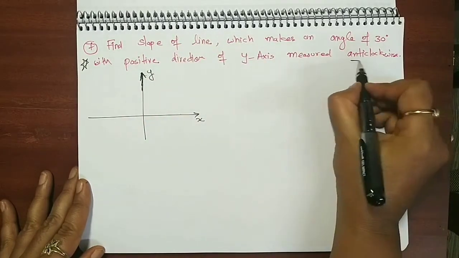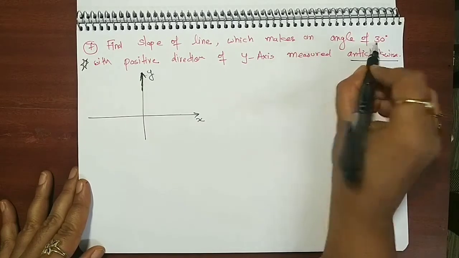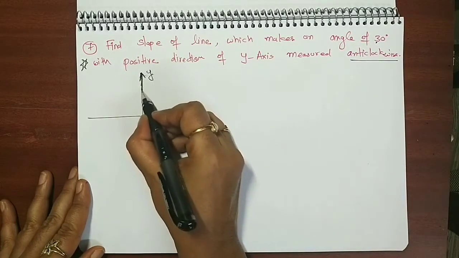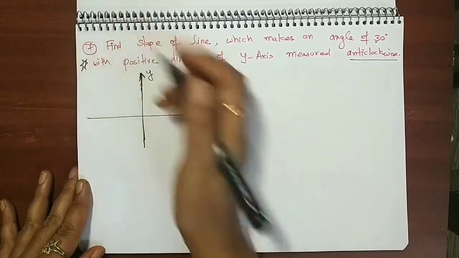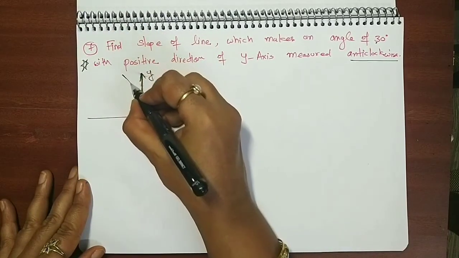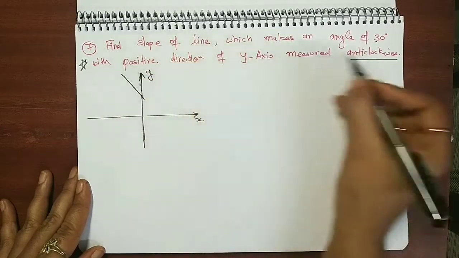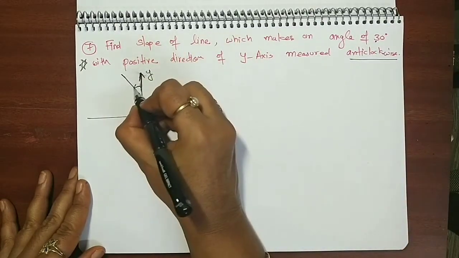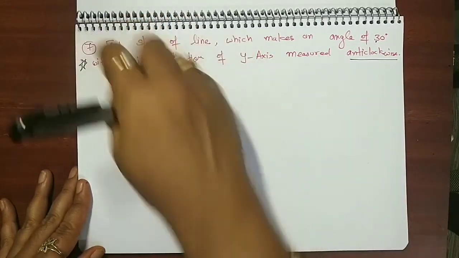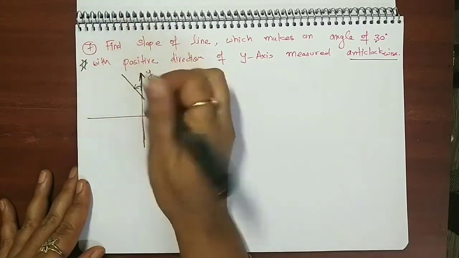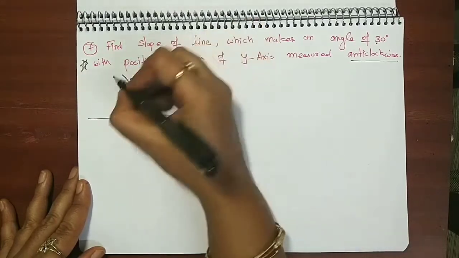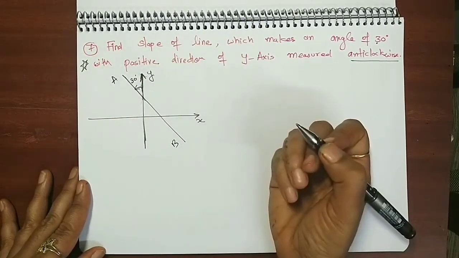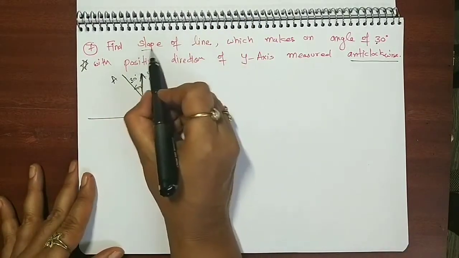In anti-clockwise direction, 30 degree. So we have to start measurement with the y-axis and in anti-clockwise direction. So there are chances that the line is something like this, because it is at 30 degree with the y-axis in anti-clockwise. So this is anti-clock and this is clock. They are saying this is 30 degree, so that means there are chances that the line is this. Expected line is this. So they are asking what is the slope.